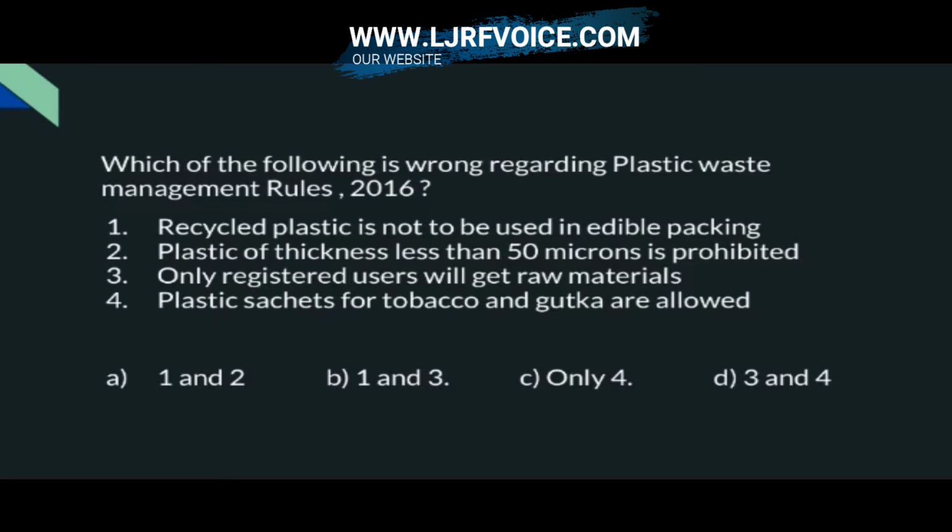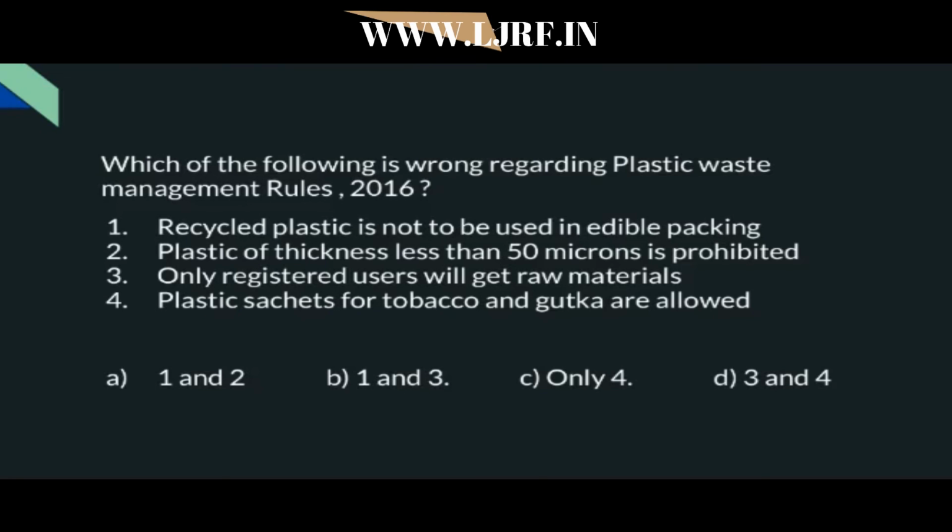Second statement, plastic of thickness less than 50 microns is prohibited. Yes, that is a right statement. Third statement, only registered users will get raw materials. Yes, only registered users will get raw materials for producing plastic objects. That is also a true statement. And fourth, plastic sachet for tobacco and gutkha are allowed. No, plastic sachet is not allowed for tobacco and gutkha. So the right answer is only four. The fourth option is the wrong statement, since plastic sachet for tobacco and gutkha are not allowed.